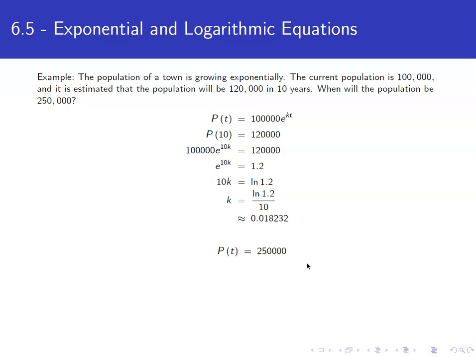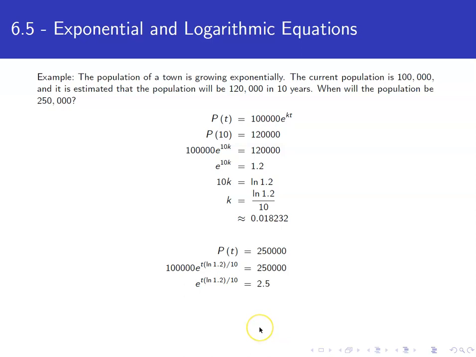We now want to know when is the population 250,000. So we're looking for the value of t so that p of t will equal 250,000. Well, we know that our p of t now is 100,000 times e to the t times this natural log of 1.2 over 10. That was the k value. I just wrote in the exact value of k rather than put the decimal approximation.